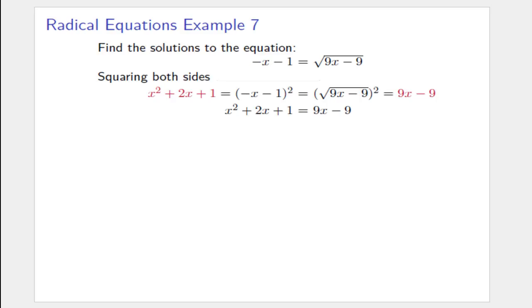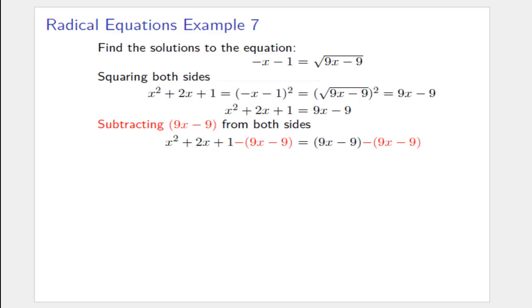Now this is a quadratic equation, which we can solve if we get 0 on one side. And we can get 0 on one side by subtracting 9x minus 9 from both sides, giving us x squared plus 2x plus 1 minus 9x minus 9 equals 9x minus 9 minus 9x minus 9, where the right-hand side is just 0. And on the left, we have x squared plus 2x minus 9x, which is minus 7x, plus 1 minus negative 9, which is 1 plus 9, or 10.